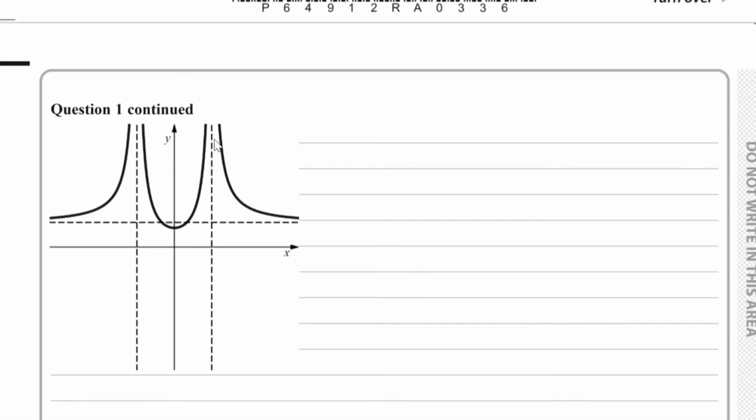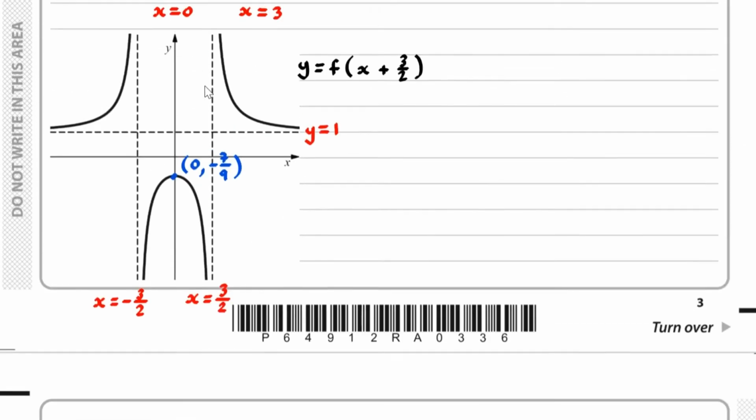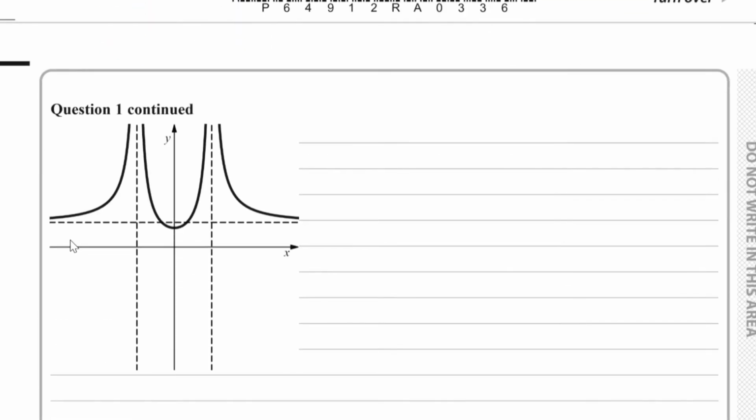Now, if we mod this graph, we reflect it in the x-axis, and so here we have the graph of y equals the mod of f of x plus 3 over 2, and so our horizontal asymptote stays at y equals 1.